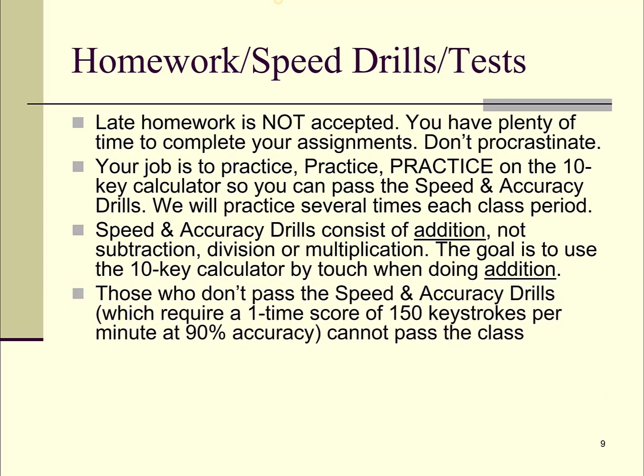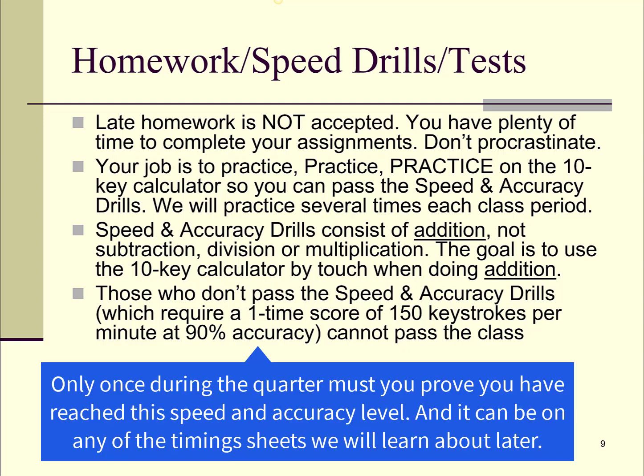And again, don't forget, those who don't pass the speed and accuracy drills, which means 150 keystrokes per minute at 90% accuracy, cannot pass a class, even if you ace everything else. Because you're not going to survive on the job if your 10 key skills are really, really slow.